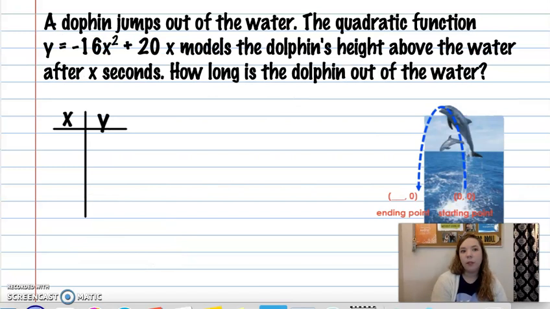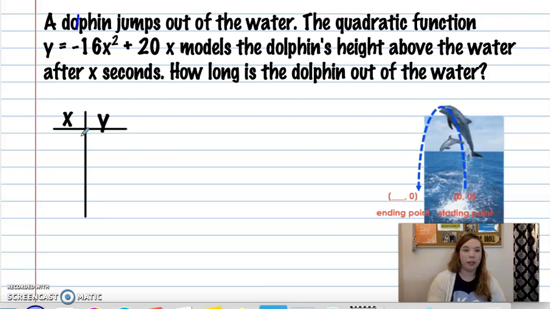All right, last problem for today. We're going to do a little word problem here. It says a dolphin, misspelled dolphin there, a dolphin jumps out of the water. The quadratic function y equals -16x squared plus 20x models the dolphin's height above the water after x seconds. How long is the dolphin out of the water?